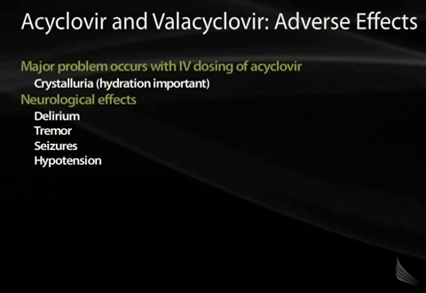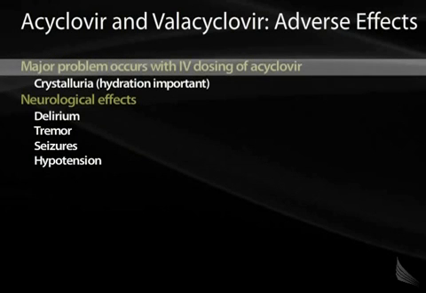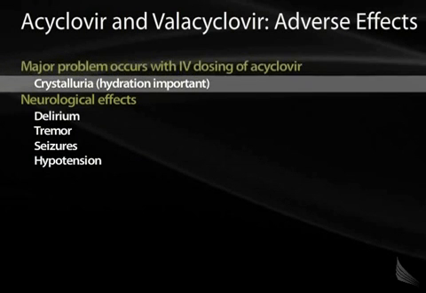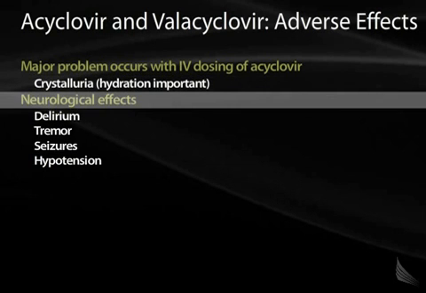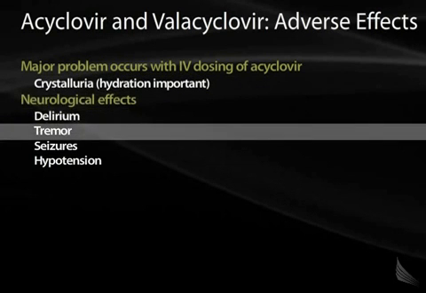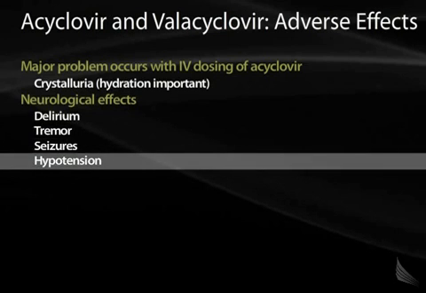Acyclovir does have adverse effects. Patients that are receiving IV acyclovir can develop crystalluria. So it's very important these patients receive lots of hydration in order to prevent crystals from forming in the urine and kidney damage. Acyclovir can also cause neurological side effects, including delirium, tremor, seizures, and hypotension.